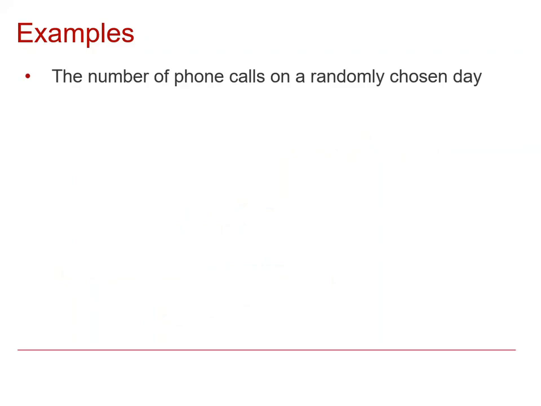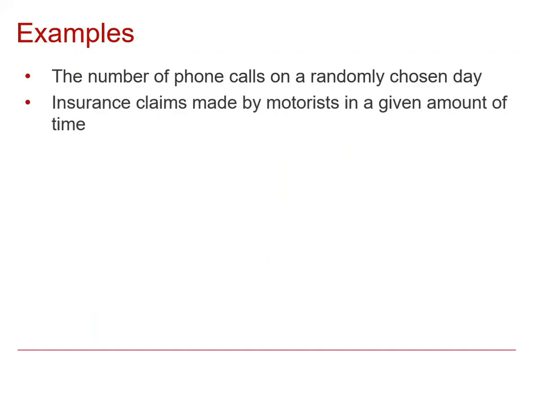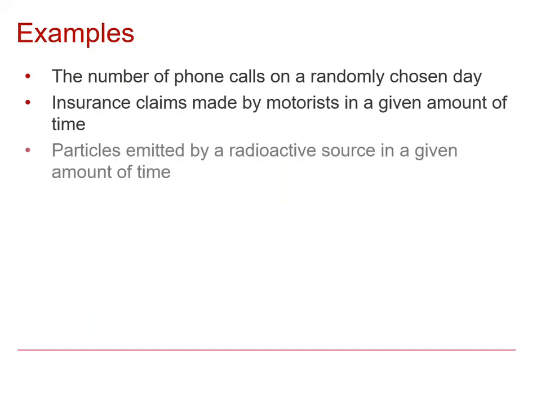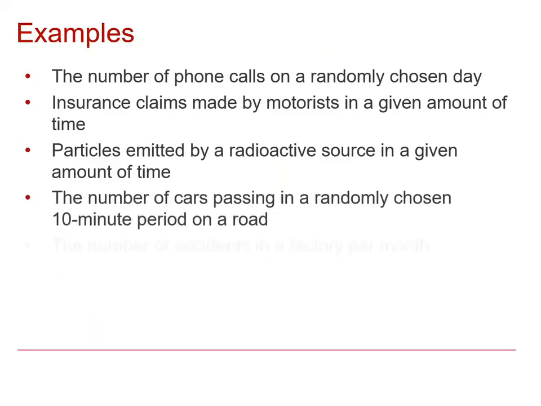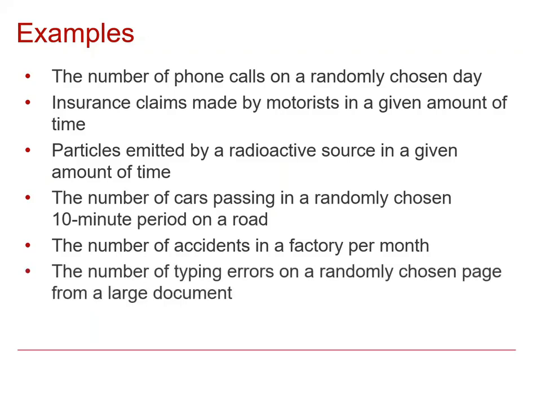Some good examples of things that may be distributed with the Poisson distribution: the number of phone calls on a randomly chosen day, insurance claims made by motorists in a given amount of time, particles emitted by a radioactive source in a given amount of time. A few more examples also appear down there. Now, I did say may be distributed that way. There are a few things that we need to consider. For instance, this first question here, number of phone calls on a randomly chosen day.